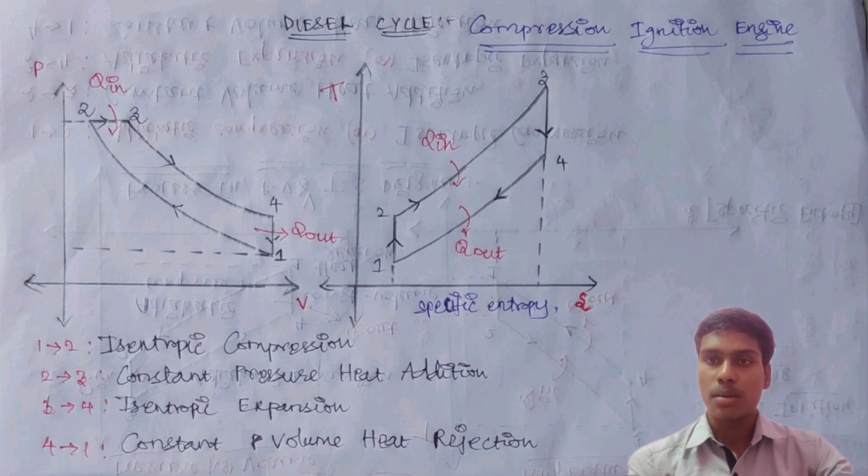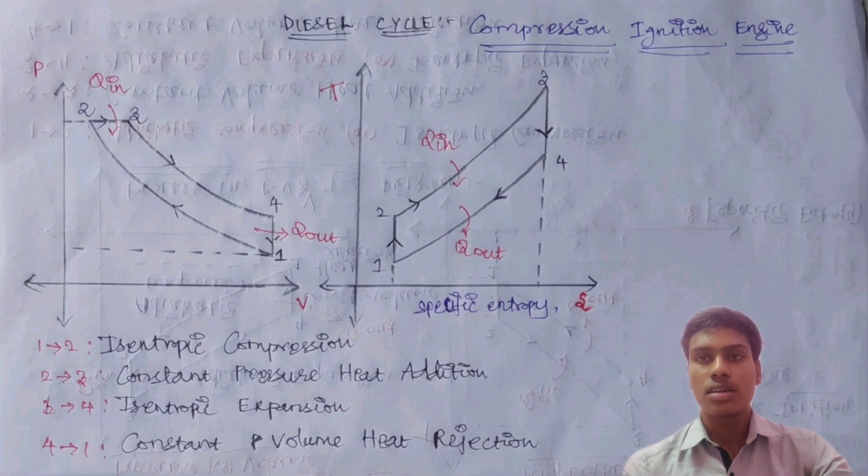The isentropic compression, the same procedure, is also coming over here from the 1 to 2 process. As I have given in the figure, you can see from 1 to 2 isentropic compression or adiabatic compression.